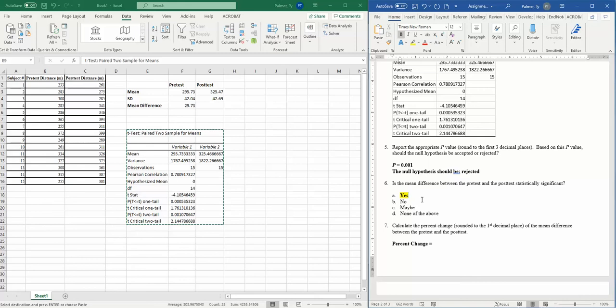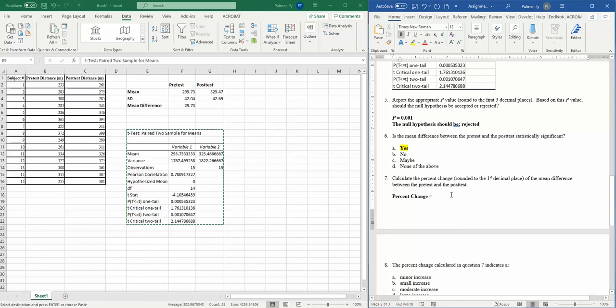So again, your data is different than mine. It could be the same. It could be different. Your answers could be the same. They could be different. Based upon your answers up here in question 5, that's going to dictate your answer here in question 6. By rejecting the null hypothesis in this example, we are stating that the mean difference between the pretest and post-test is in fact statistically significant.